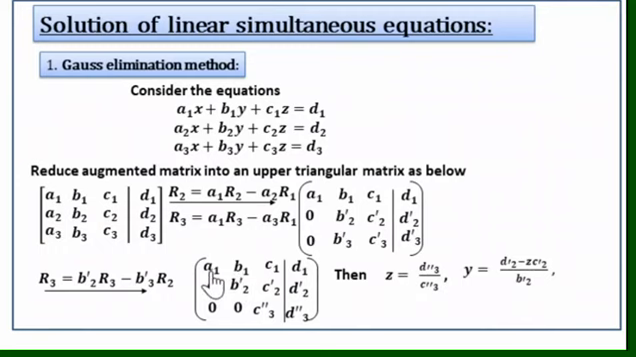And the first equation gives a1x plus b1y plus c1z equal to d1. So from this we can solve for x. So x is d1 minus b1y minus c1z divided by a1.